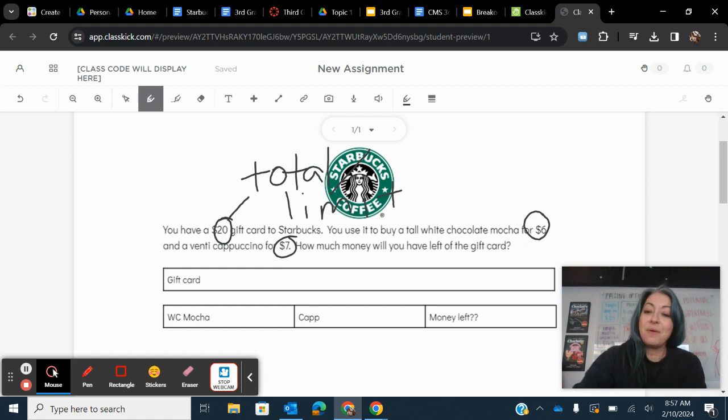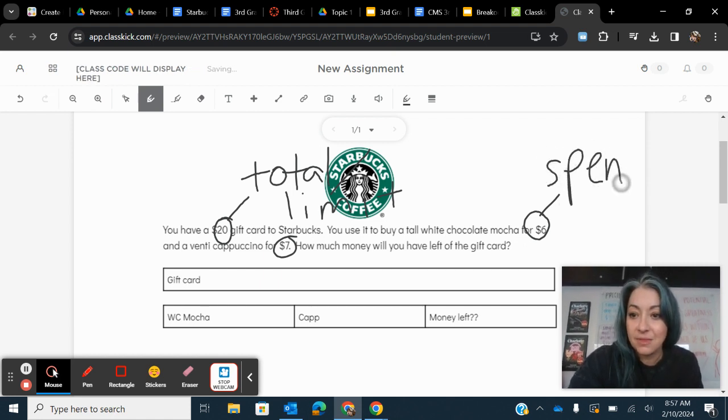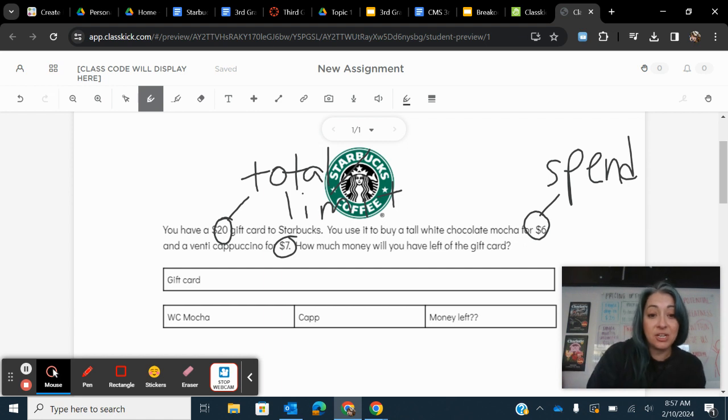Then you have the $6, and that represents the chocolate mocha that you are spending. So you spend this money. And then a venti cappuccino for $7, and that is money you are also spending.